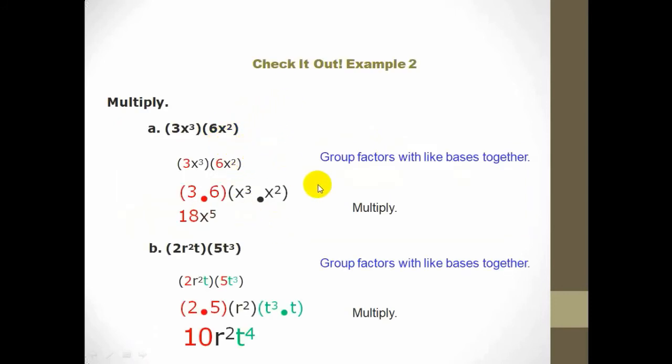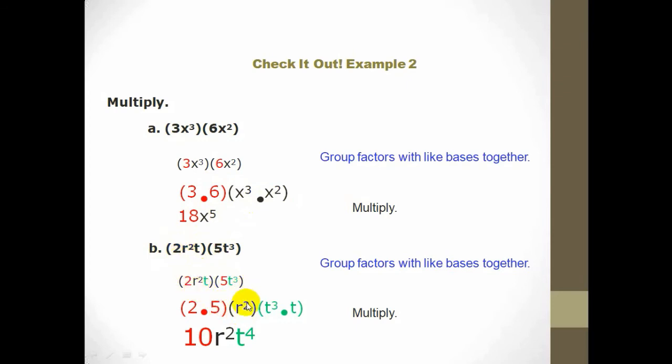Now, another example. In this example, one monomial is multiplied with another monomial. So we group the factors with like bases, like 3 multiplied by 6 and x cube multiplied by x square. 3 times 6 is 18, x power 5. And another part B in this example: 2 multiplied by r square multiplied by t, multiplied by 5 multiplied by t cube. This is one monomial and this is the other monomial. So group the factors with like bases together.